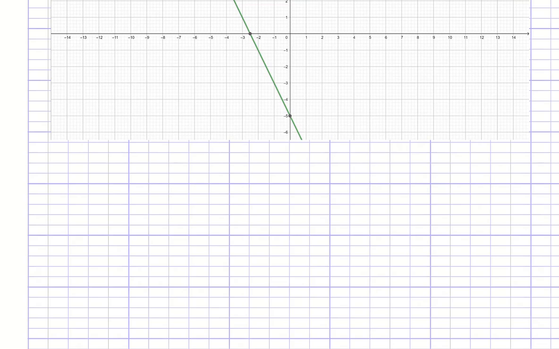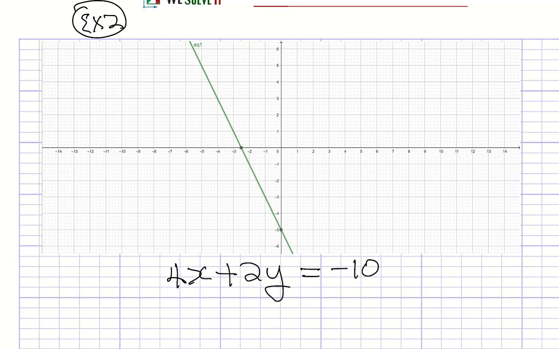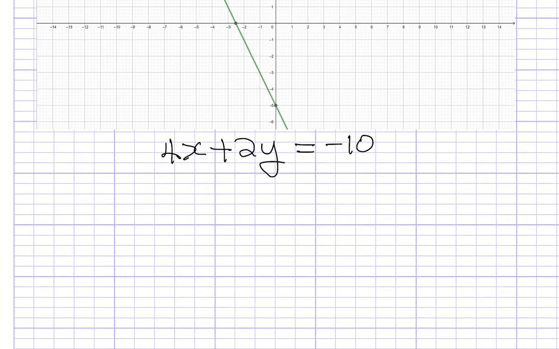Okay, the graph represented there is 4x plus 2y equals minus 10. Okay, all right, that's the graph you're looking at there. To find the y-intercept and the x-intercept, we'll find the x-intercept first, then the y-intercept.